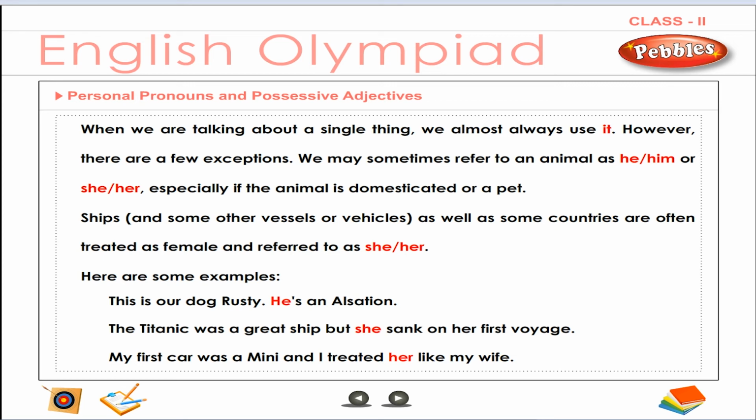This is our dog Rusty. He's an Alsatian. The Titanic was a great ship, but she sank on her first voyage. My first car was a Mini, and I treated her like my wife.